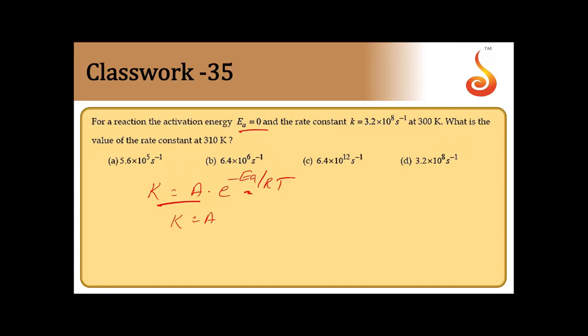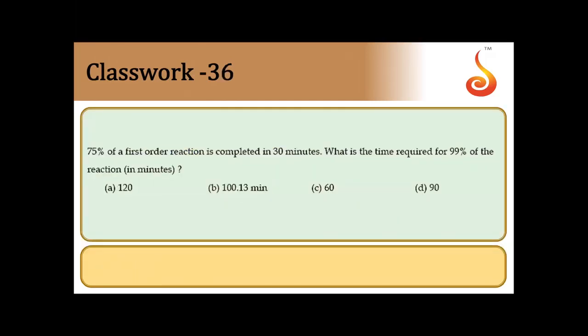So K is given as 3.2 10 power 8 at 300. The value remains same at 310 Kelvin also. So no change in that. 3.2 10 to the power of 8. So answer is option D. D is the answer.